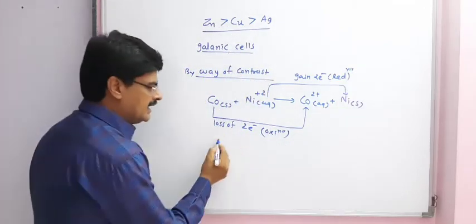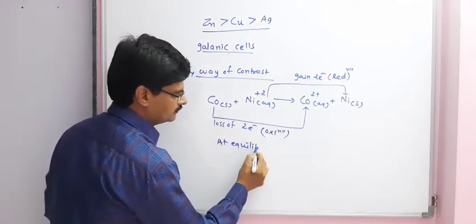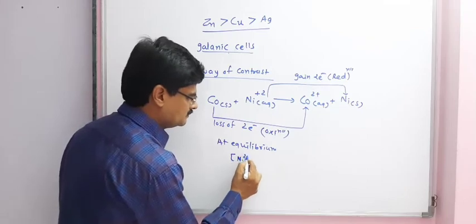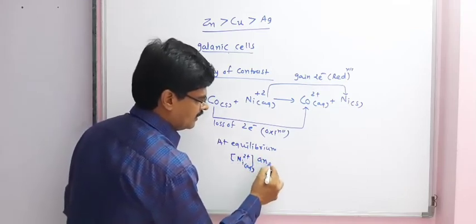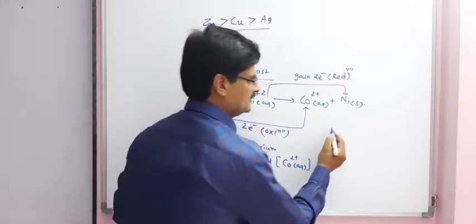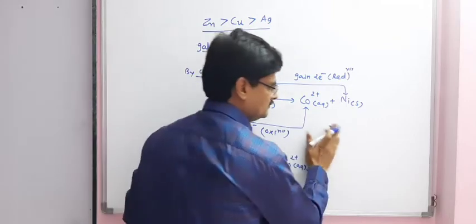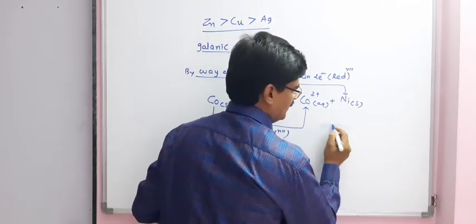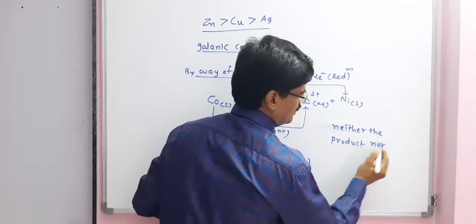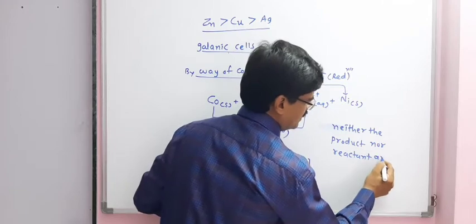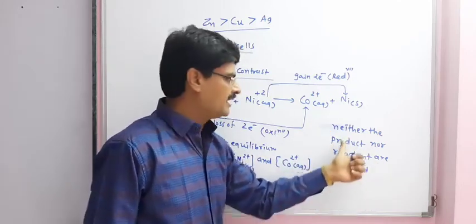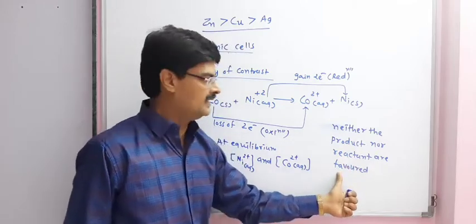It is observed that at equilibrium, the concentrations of Ni2+ and Co2+ are found moderately, and at the end, simply we can say neither the product nor the reactant is favored, or we can say neither reactant nor product is favored at the end.